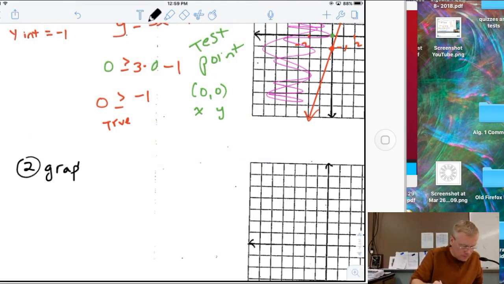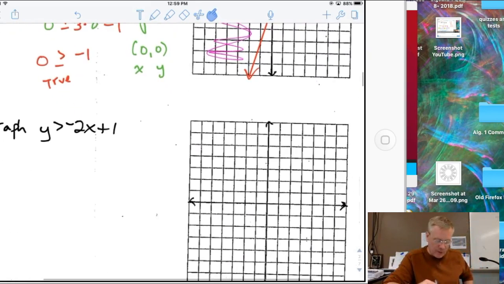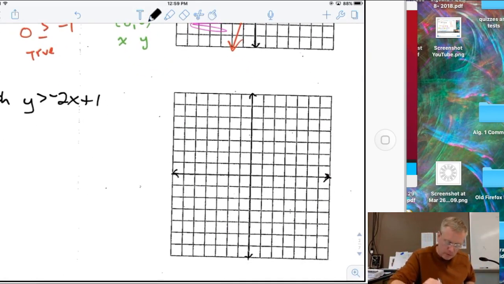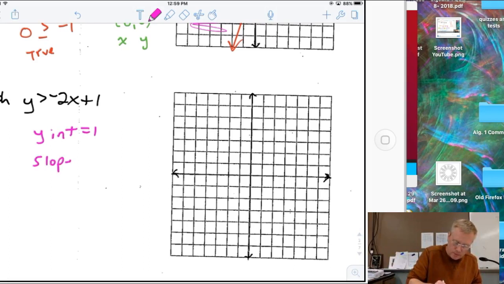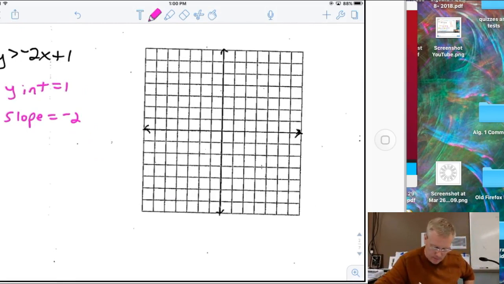Graph y is greater than, not or equal to, just greater than, negative 2x plus 1. All right, so once again, I'm going to graph the boundary line. The y-intercept is 1, slope is negative 2. Start at the y-intercept. This is the y-axis, this is the x-axis. Here's negative 1, slope of negative 2 or negative 2 over 1. So it's easier to have it in fraction form when you're graphing.